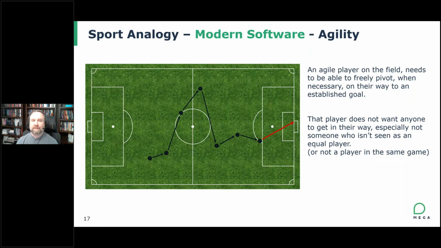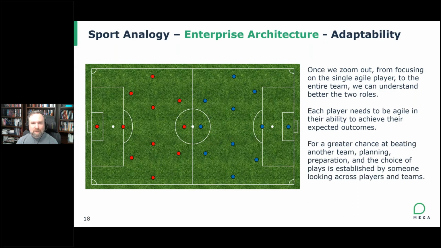And that's the clarification we're going to make with the enterprise architecture view. So the enterprise architect, less focused on pure agility, although it is an implication of the work they do, more focused on adaptability, a little bit of a semantic shift, but the reason for it is that the enterprise architect in this analogy is looking across the entirety of the team, all of the different players, in effect, all of the different software initiatives, all the different products, and the orchestration between them. There are different roles between these different players. There are different needs between the different roles with the different players.